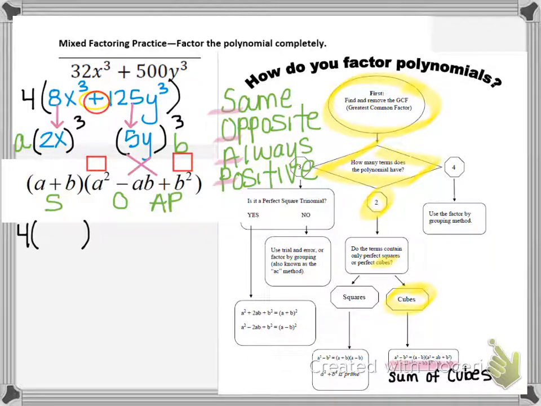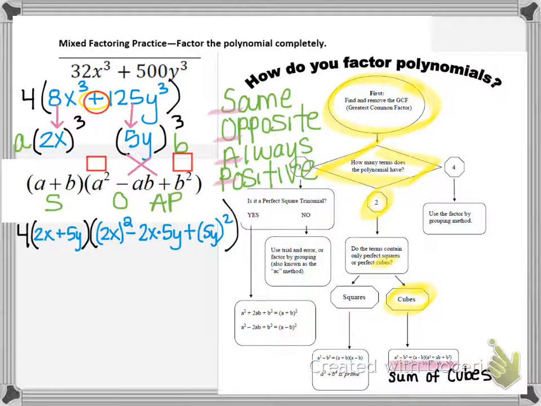Now let's build our binomial. We're going to do the a value plus the b value. So it's 2x plus 5y. Now let's start framing out our trinomial. We're going to take our a value and square it. I will simplify it in the next step, but I just want you to see where all the values come from. Then we're going to minus because it's the opposite sign. Then we're going to take the a value times the b value. Then we're going to plus because we always end in a positive. And then the b value, 5y, is going to get squared.